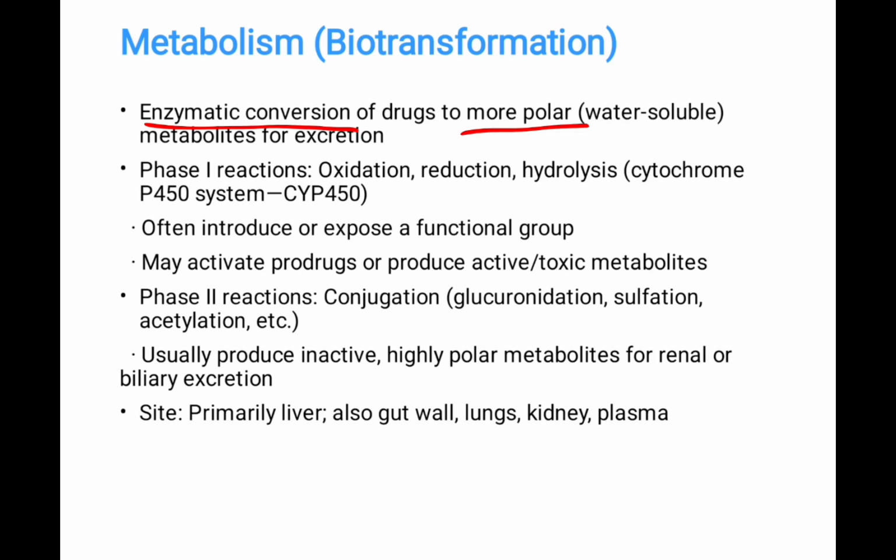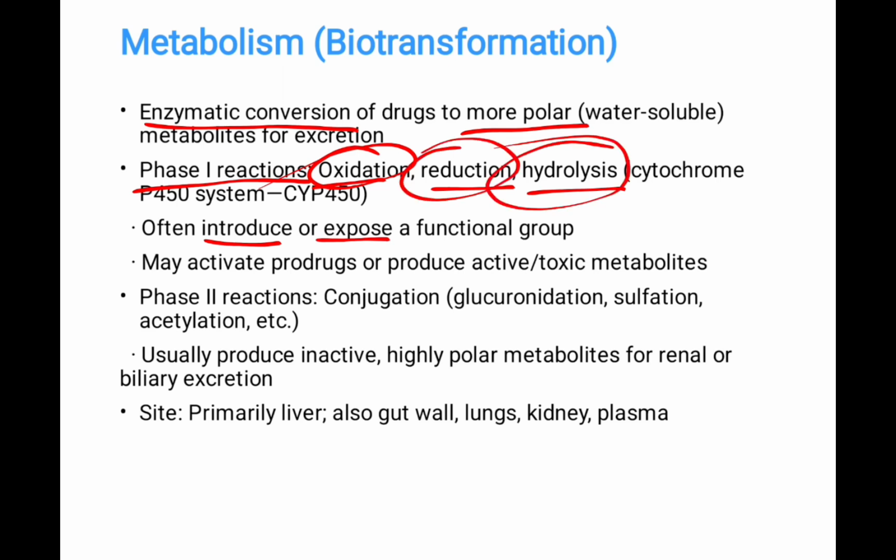So we have phase 1 reaction, which involves oxidation, reduction, hydrolysis. There are two phases, phase 1 and phase 2. Phase 1 is by the cytochrome P450 group of enzymes, which often introduce or expose a functional group. What happens is basically an introduction or exposure of a functional group by oxidation, reduction, or what? Hydrolysis. It may activate prodrugs.